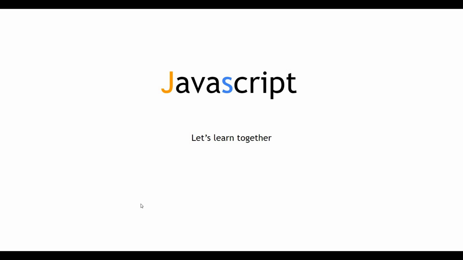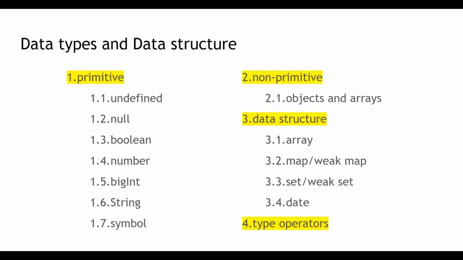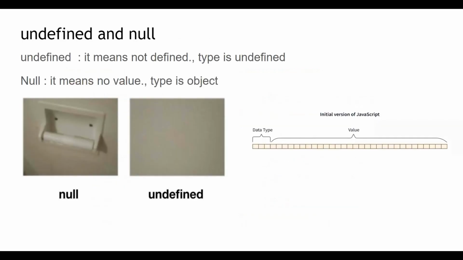As part of learning JavaScript, today we'll discuss data types. Under that we have primitive and non-primitive. Under the primitive data types, we have seven data types, and we'll discuss undefined and null today. So undefined means not defined, and its data type is undefined. Also, null means no value, and its data type is object.